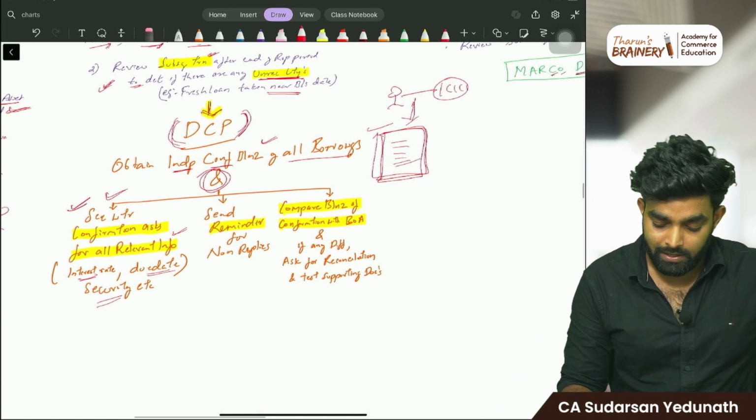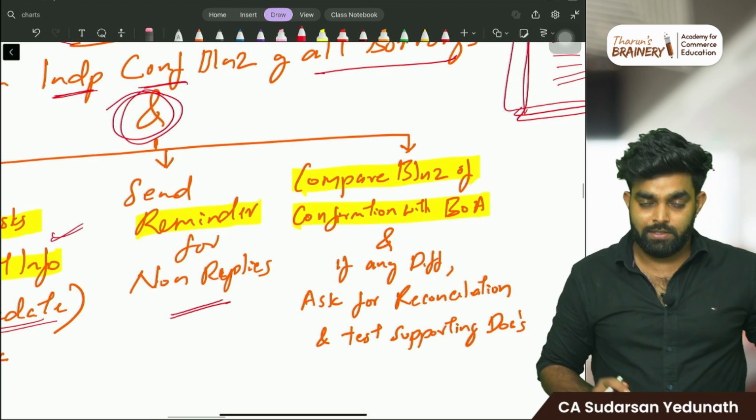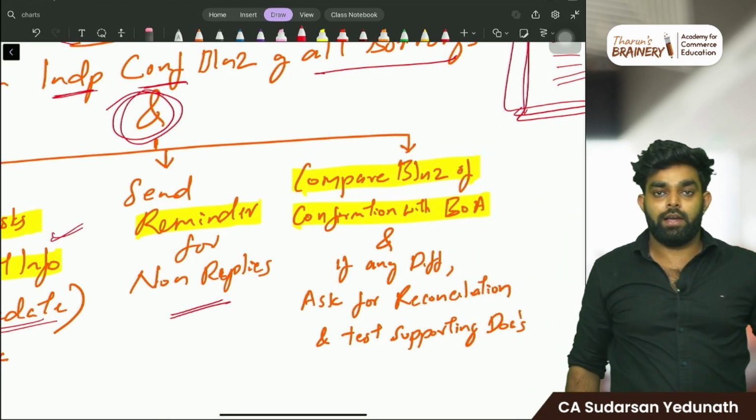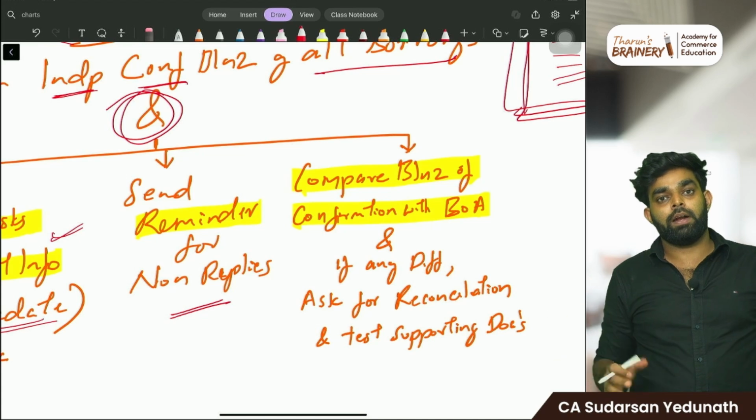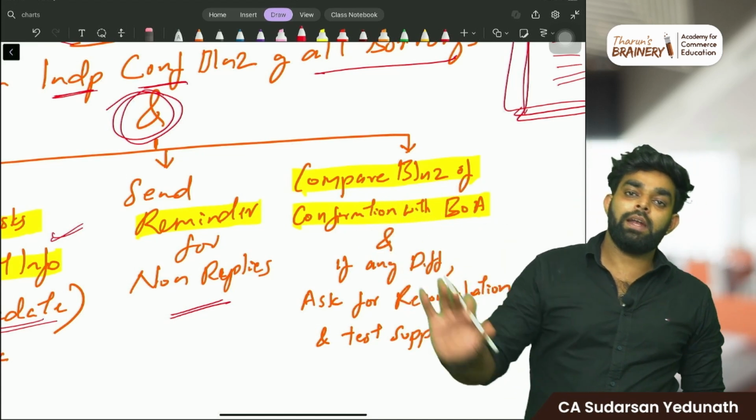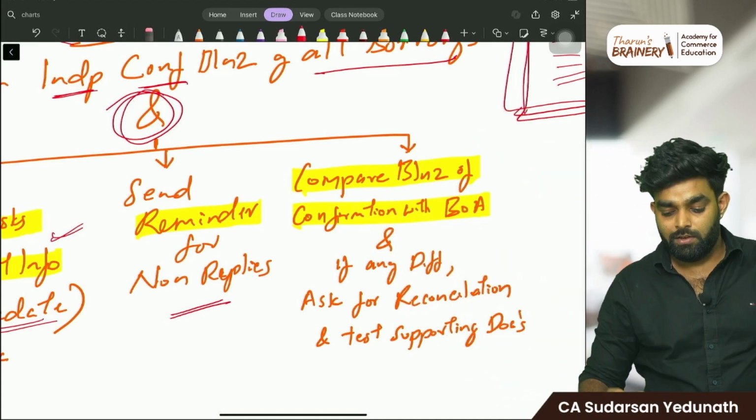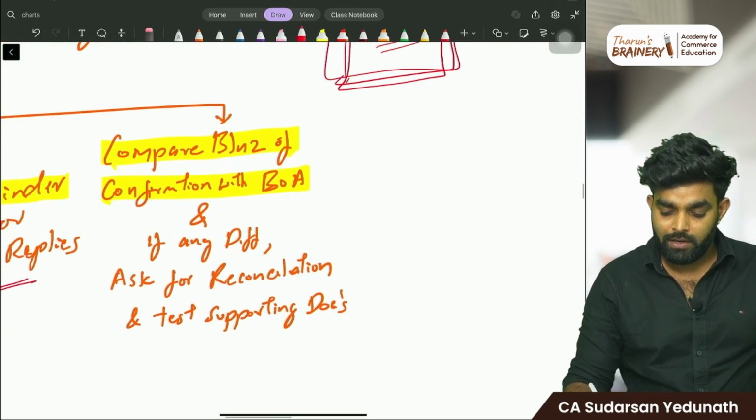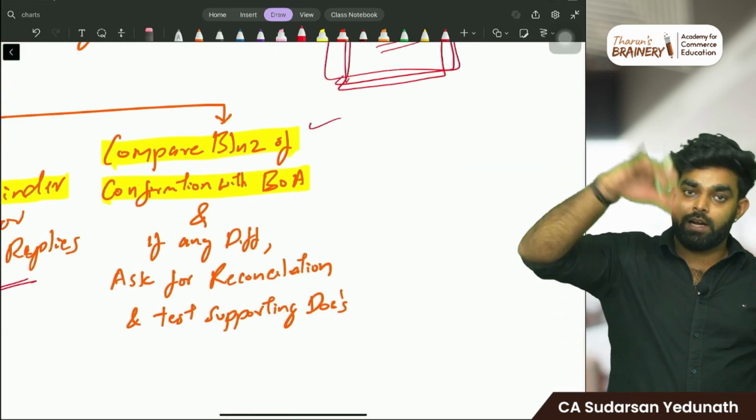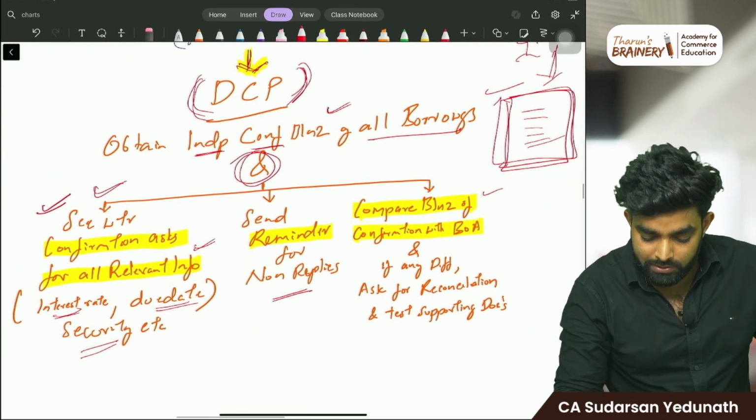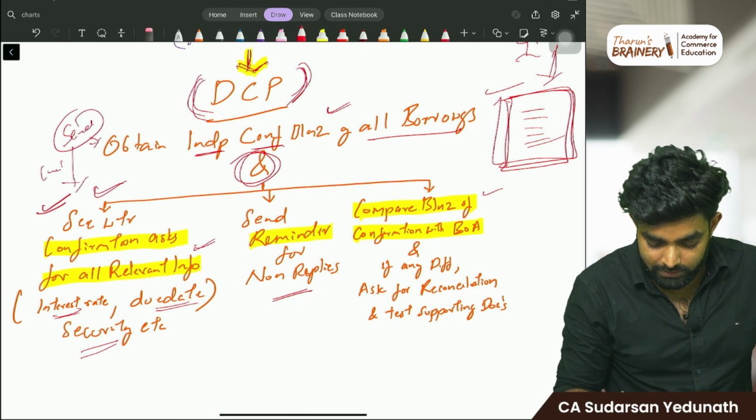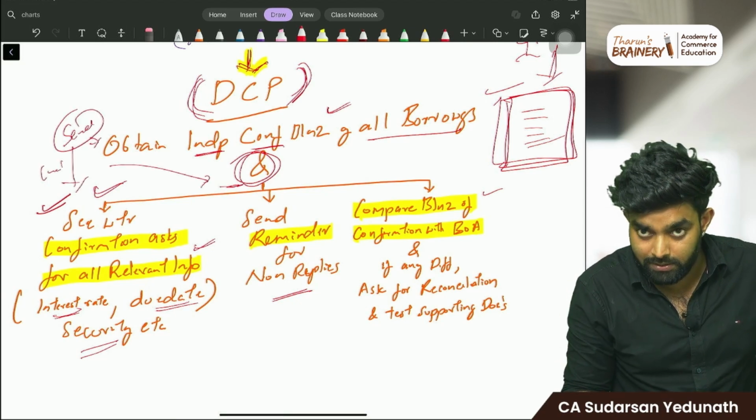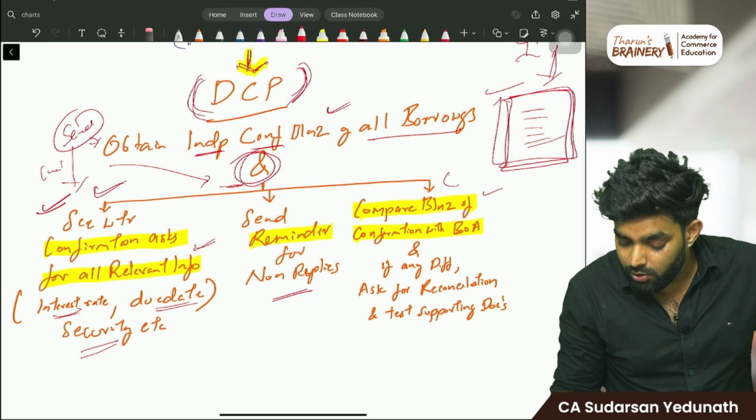Simple. Then send a reminder for non-replies. You send a confirmation request to the bank to confirm this loan, but the bank has not replied after 5 days. So send a reminder, send another mail. Send a reminder for non-reply. Then compare. Now imagine you got the confirmation. So here you send the confirmation request, and it should include all these things. And if there was no reply, this is what to do. And here you got the confirmation.